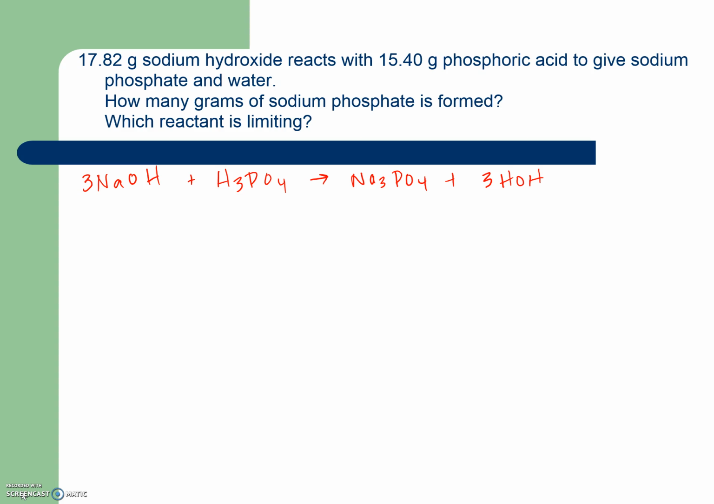Okay, is that what you got? Hopefully that's what you got. So that's our balanced equation. I wrote water as HOH to make it simpler to balance without hydroxide, but you could also have written it as H2O. So the problem told me that I had 17.82 grams of sodium hydroxide and I have 15.40 grams of phosphoric acid. How many grams of sodium phosphate is formed?